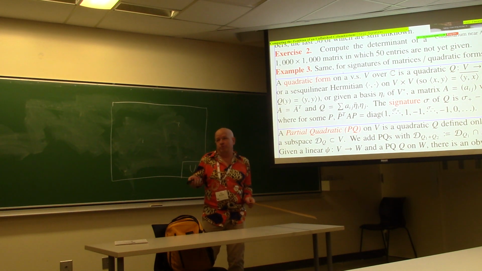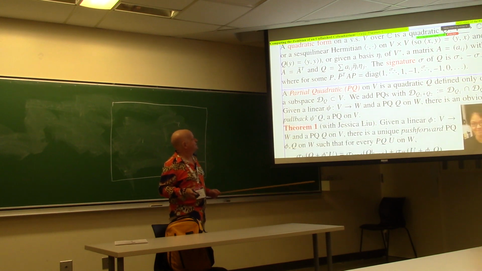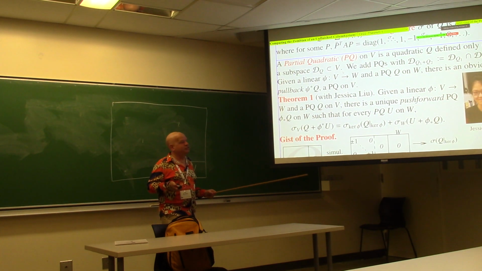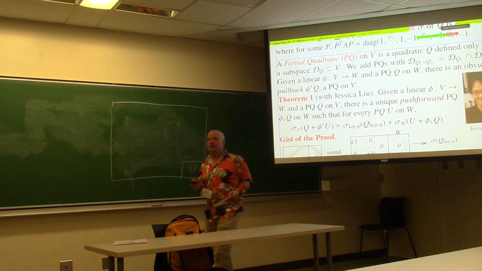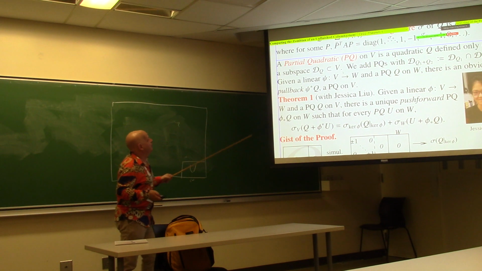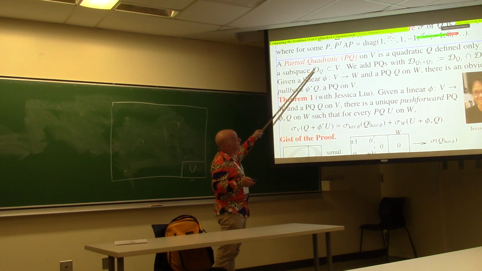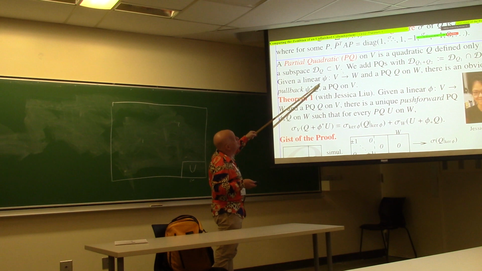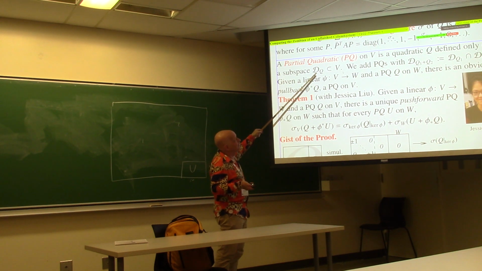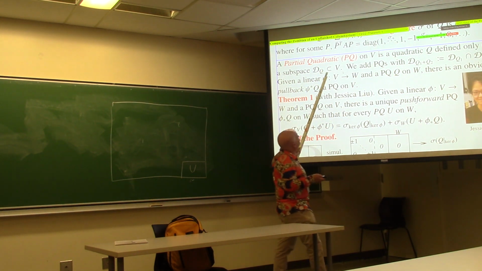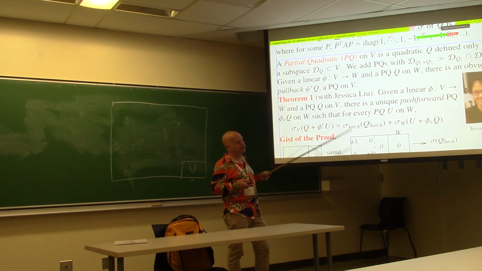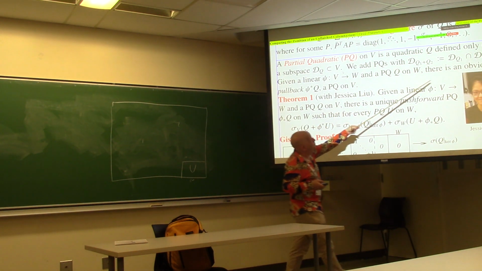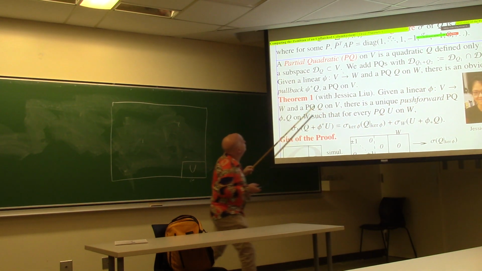So how do you compute the signature of a partially given quadratic? What I'm going to say now is joint work with my student Jessica Liu, who is amazing, and sooner or later you'll hear more from her. I should also define a new notion. A partial quadratic is a quadratic defined on a subspace, called the domain of the partial quadratic, of the overall space. When you add partial quadratics, you intersect the domains.